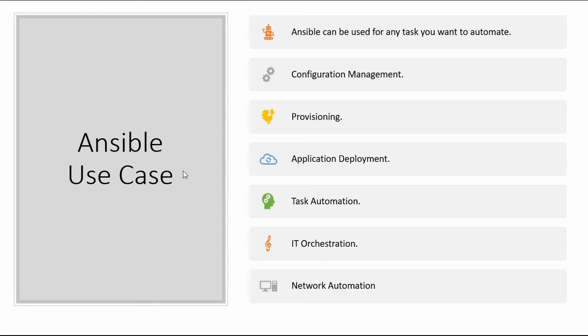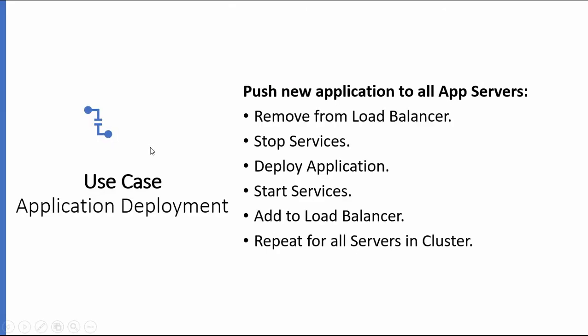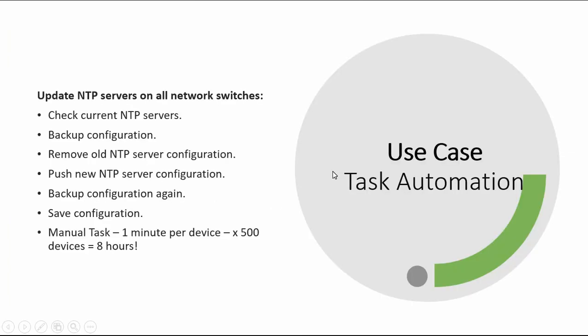So the use case is that if we need to deploy our servers, then we can use this. If we need to deploy some applications like a load balancer, remote start, stop, add a load balancer, we can use it. We can configure NTP. We can check whether NTP is configured, take a backup, remove the old configuration, push the new configuration, then back up the configuration once again, and save the configuration again.